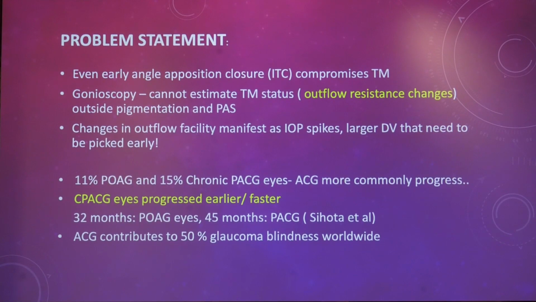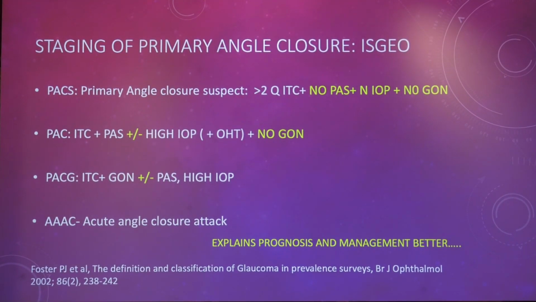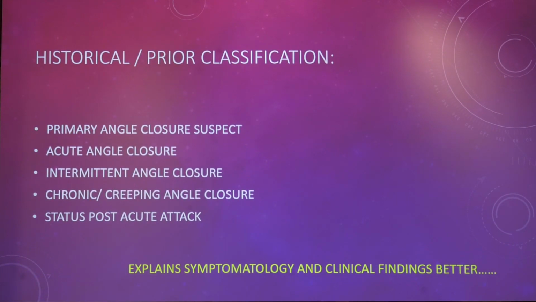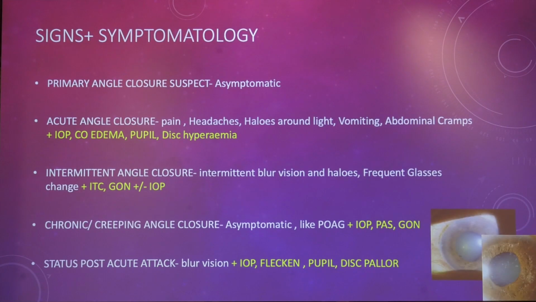Chronic PACG progresses earlier and faster according to studies by our own teacher Ciota et al. And they progress much faster than open angle glaucomas. We have the common ISGO study staging of the disease, a more practical explanation of the angle structures, which is divided into PACS, PAC, PACG and acute episode of angle closure attack. This explains the prognosis and the management better, whereas the age-old classification of glaucoma explains the symptomatology and clinical findings better. That is the angle closure suspect, acute angle closure, intermittent, chronic and status post-acute attack.